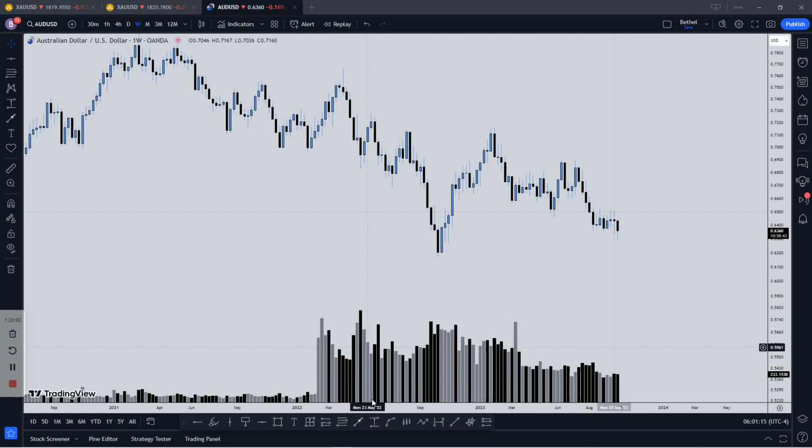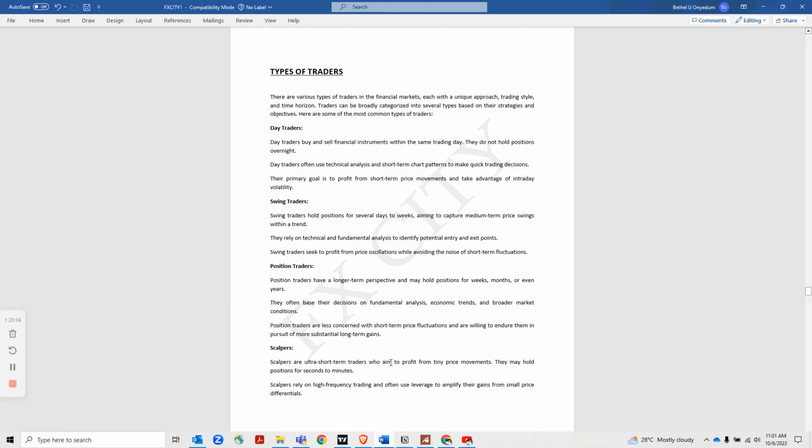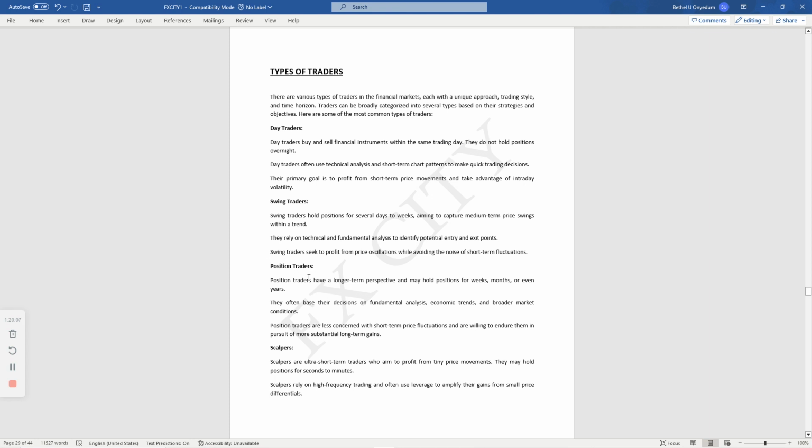As you can see now, I did add technical analysis to this, and also on the 12-month time frame. That's what position traders actually do. They hold trades for a very long time, a very long time.